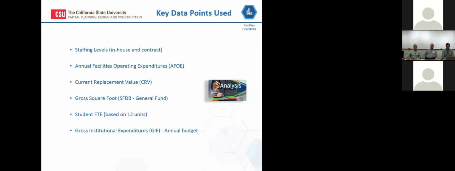So that's where these numbers become important on how they're calculated, so that we're actually doing apples to apples comparisons. And so when you divide the AFOE by the CRV, you come up with a percentage that is an equivalent percentage across all institutions. So if your AFOE per CRV is 4 or 5%, it is comparable to another institution's similar percentage. And we'll look at how that works as we get deeper into these reports today.